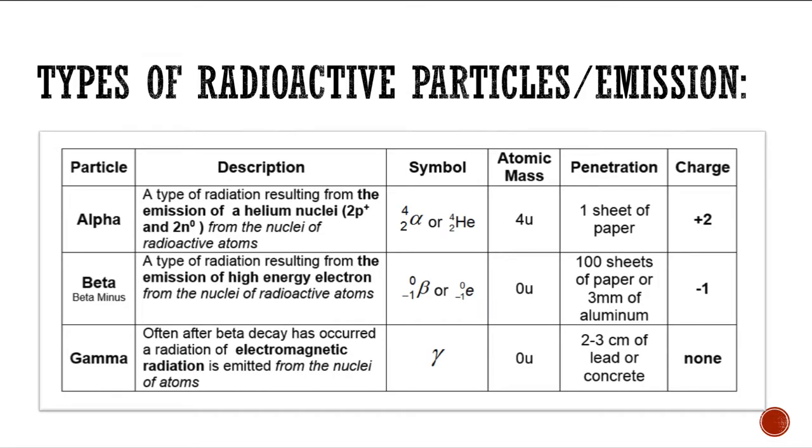So here's a chart describing the different types of radioactive decay that we can have. There's alpha decay. This is a type of decay that results from an alpha particle being ejected from the nucleus of an atom. And these are the two symbols that we can use. These symbols are interchangeable. Remember before when we were talking about Rutherford's experiment and we said that an alpha particle is equivalent to the nucleus of a helium atom.